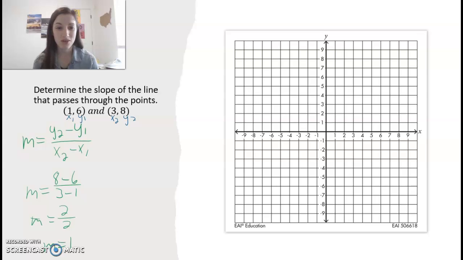You can also graph this. So I've got 1 comma 6. So my first point will be right here. My second point will be 3 comma 8. So you can graph the line, draw the line through there, and then figure out the slope that way. So I'm going up 1, over 1, up 1, over 1. So that means that my slope would be 1.